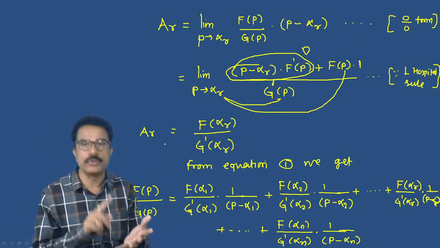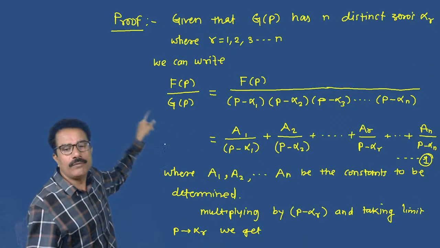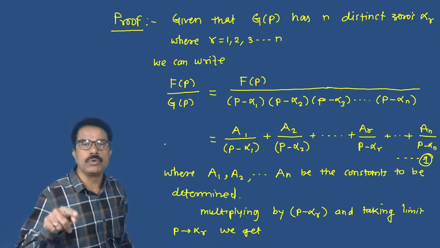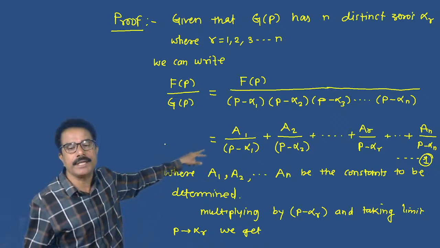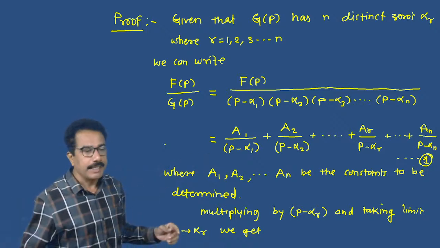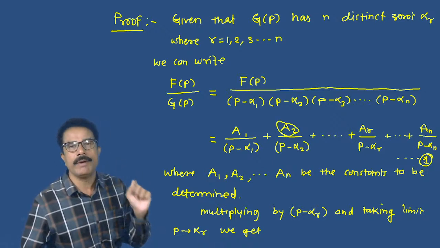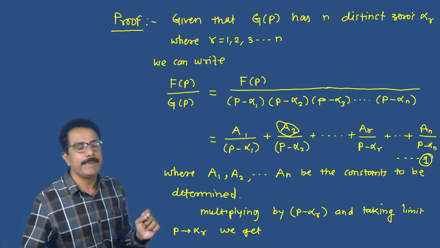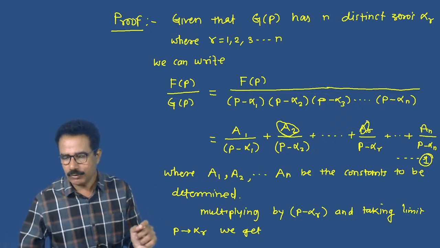Putting these values A1, A2, A3, AR, AN in equation 1, we will get capital F of p divided by capital G of p. In place of A1, we have to write capital F of alpha 1 divided by capital G dash of alpha 1, keep 1 upon p minus alpha 1, plus in place of A2 we have to put capital F of alpha 2 divided by capital G dash of alpha 2, keep 1 upon p minus alpha 2.